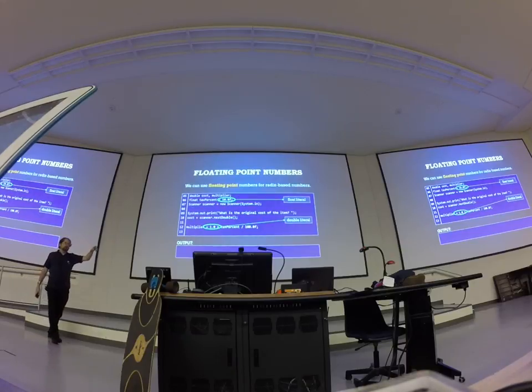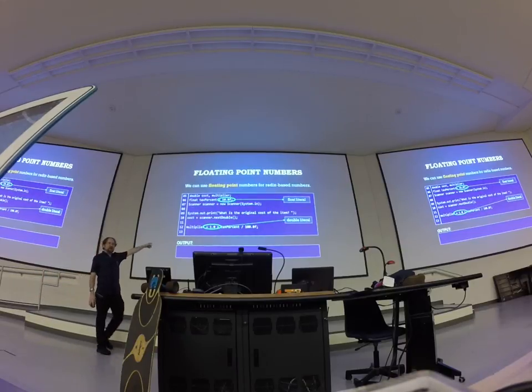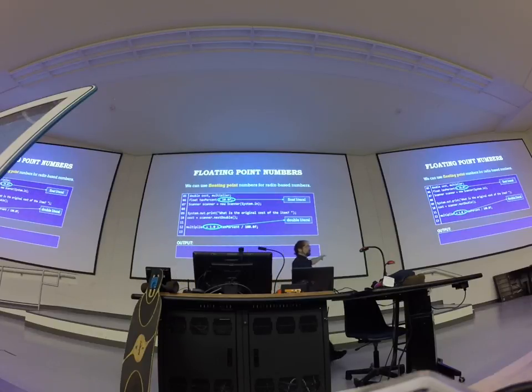So we have float literal, we have double. And you notice it's missing the f. It doesn't have the little f by it. And that just means that it's a double precision floating point number.